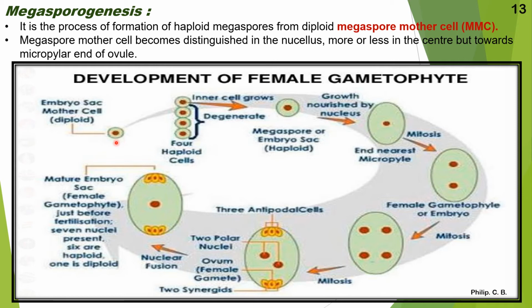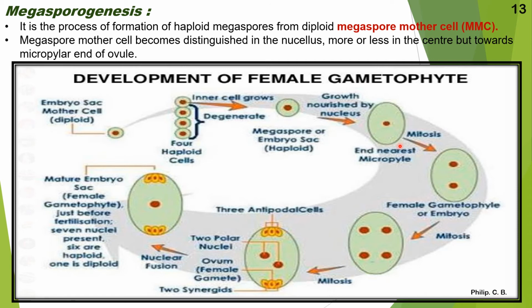Okay, so what is the first point over here, or first figure? Embryo sac mother cell, which you can see here is diploid. Now here by meiosis we can see 4 cells, 4 haploid cells, which are formed, out of which 3 degenerate. Now one of the inner cells starts to grow and forms the megaspore of the embryo sac, which is actually haploid. Now this growth is nourished by the nucleus, and as you can see it further undergoes mitosis.